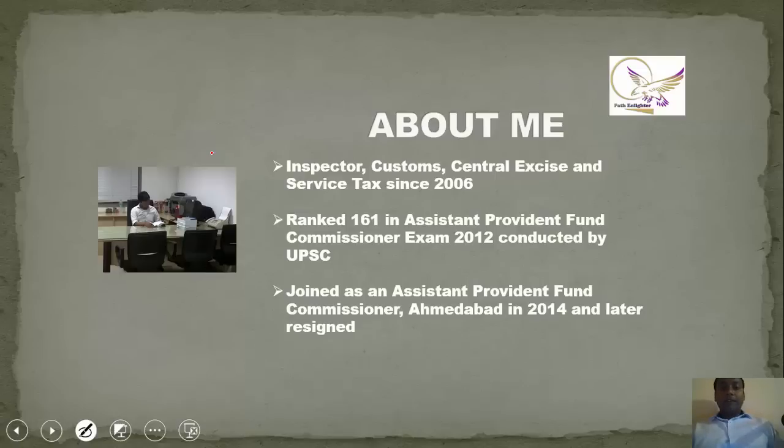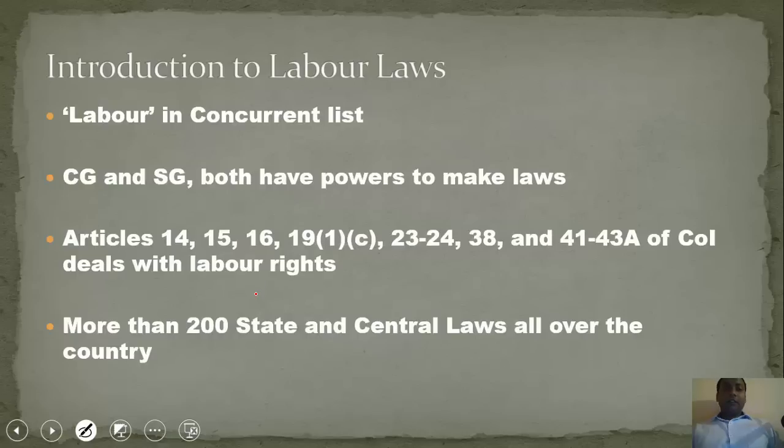Now about me, I was Inspector Customs Central Excise and Service Tax in 2006, ranked 161 in the Assistant Provident Fund Commissioner exam 2012 conducted by UPSC, and thereafter joined as an Assistant Provident Fund Commissioner in Ahmedabad in 2014, from which I later resigned.